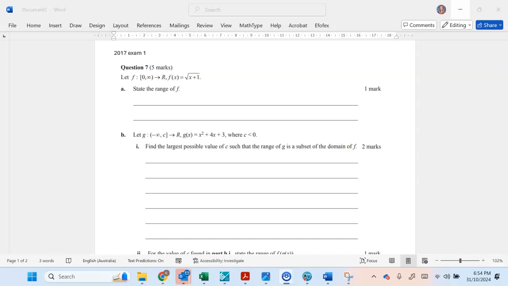All right, so let's have a look at part A. State the range of f. So I've got a square root graph that's been shifted to the left 1. So let me just sketch that. So it's going to look something like that. And so this is our domain, which is different to the implied domain. So it's actually been restricted a little bit. So it's going from 0 onwards.